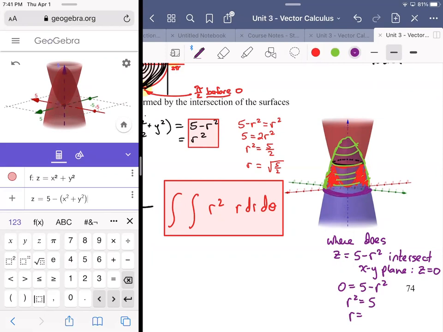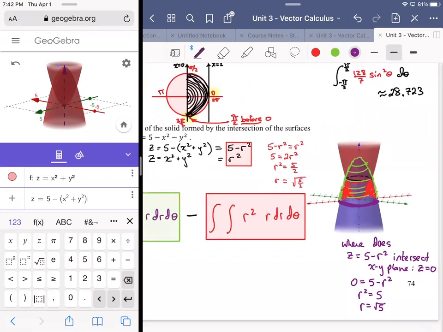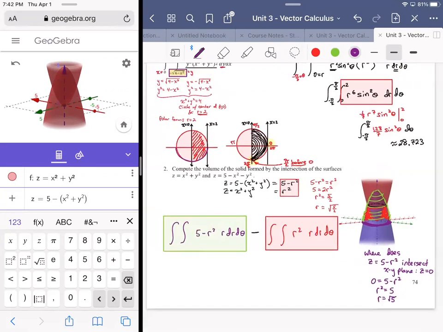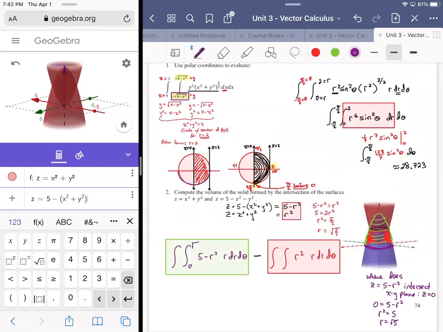I don't care about a negative circle. A positive circle is fine, right? So the square root of 5 is good enough, right? So that whole region is going to start off with a circle that has a radius of 0, and then it's going to work its way out to a radius of radical 5, right? So that's actually pretty not bad. 0 to radical 5.